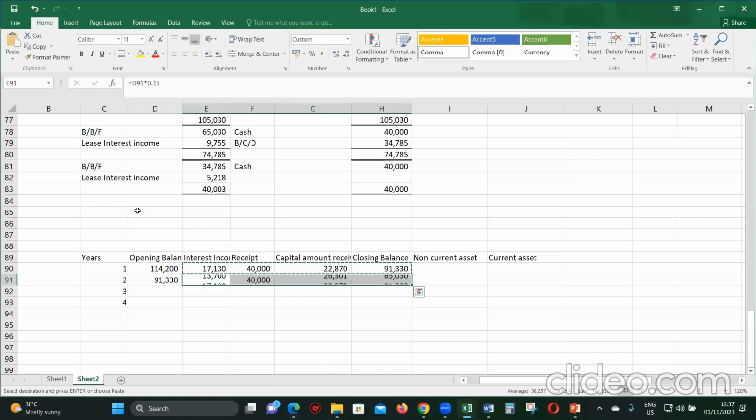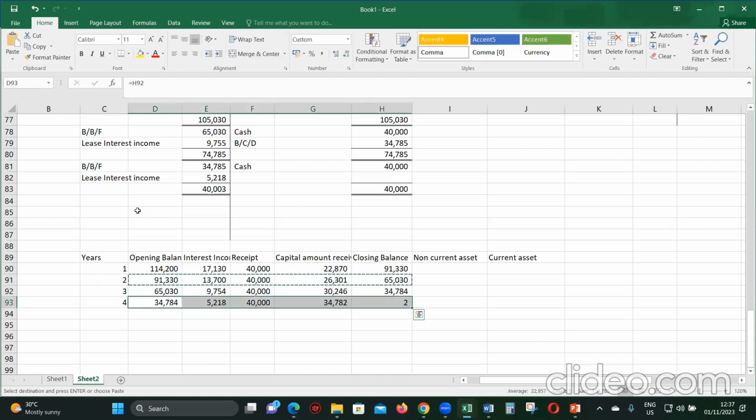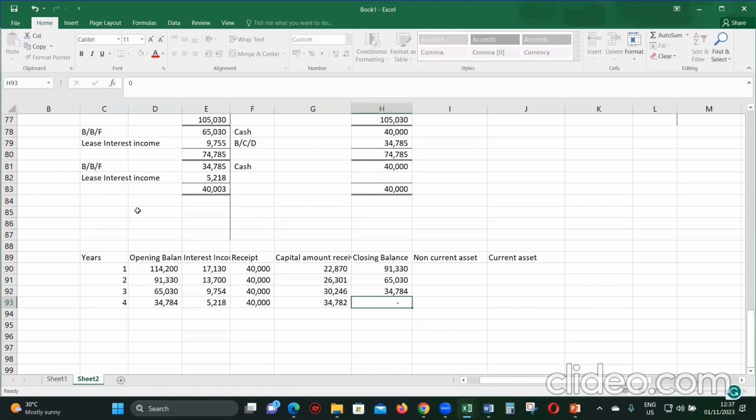Similar to the previous schedule, this continues. See, I can copy paste it because of the Excel. So you will see there are no balances here. Closing balance, it should be 0. The 2 is coming because of decimal issues. I'll make it 0.